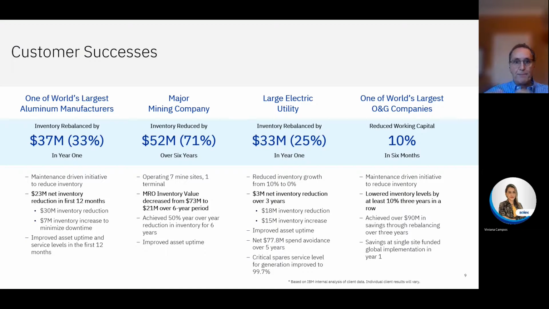A major mining company out of Australia reduced their inventory by 52 million over 6 years.